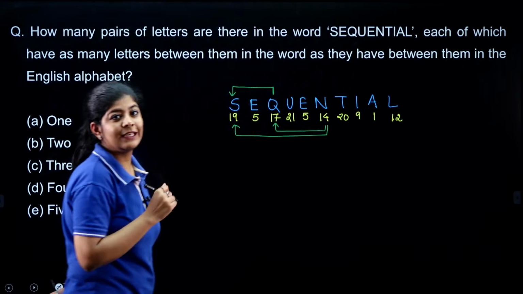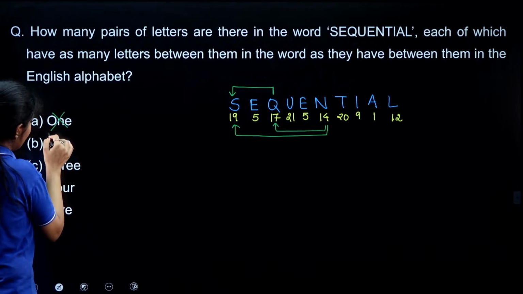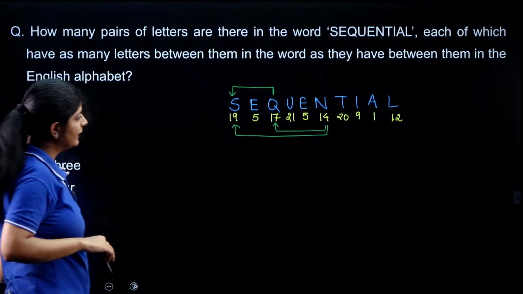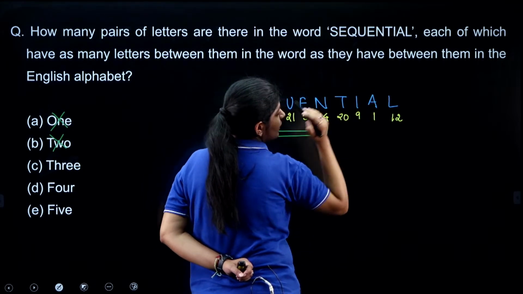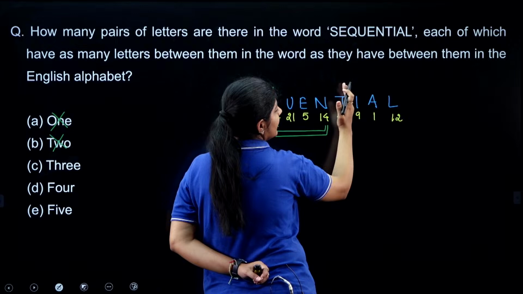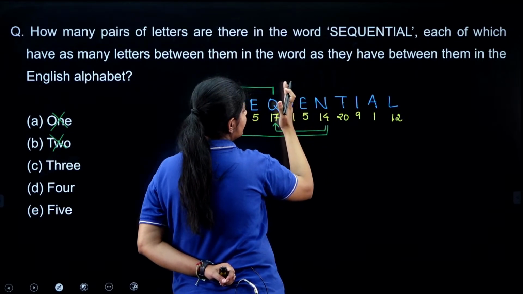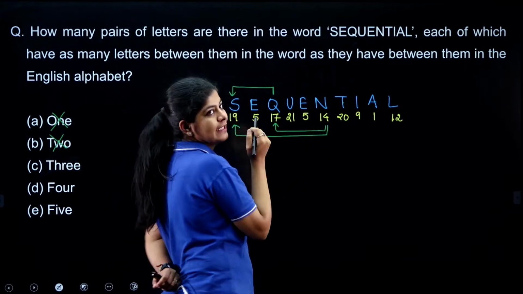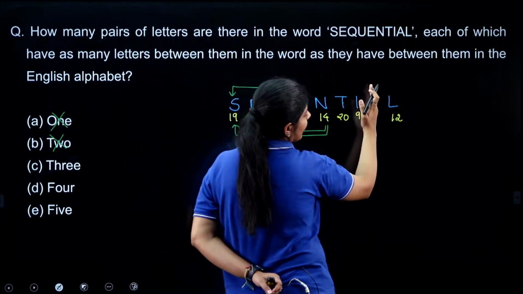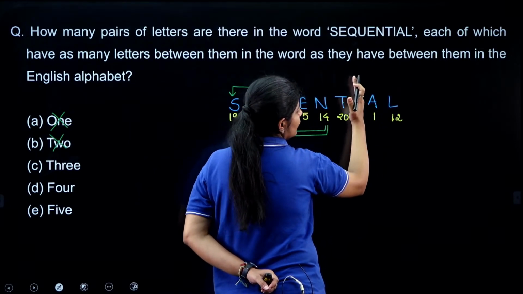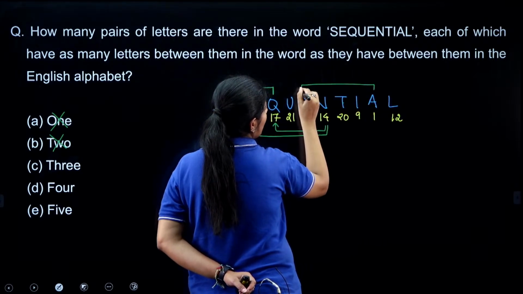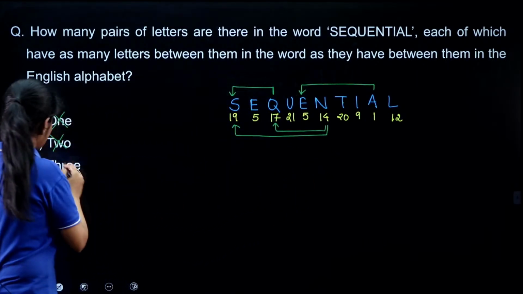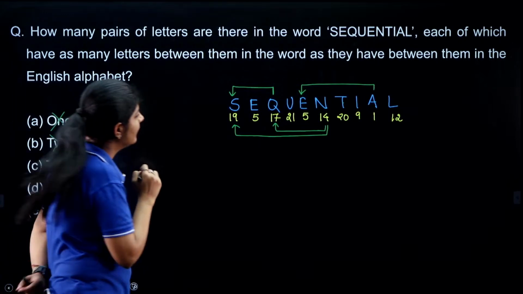That means we can easily eliminate option A and option B, right? Next, 20, 21, 21, no. Next, 9, 10, 11, 12, 13, 14, 15, 16, no. 10, 11, next, 1, 2, 3, 4, 5. We got one more pair. That means option C is also eliminated, right?